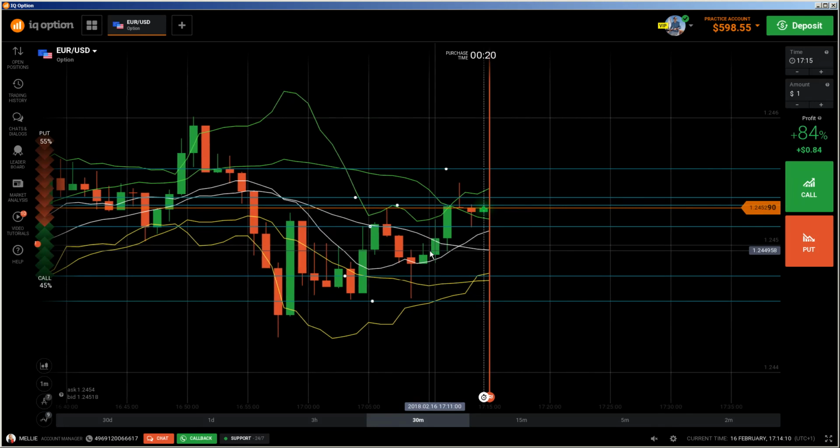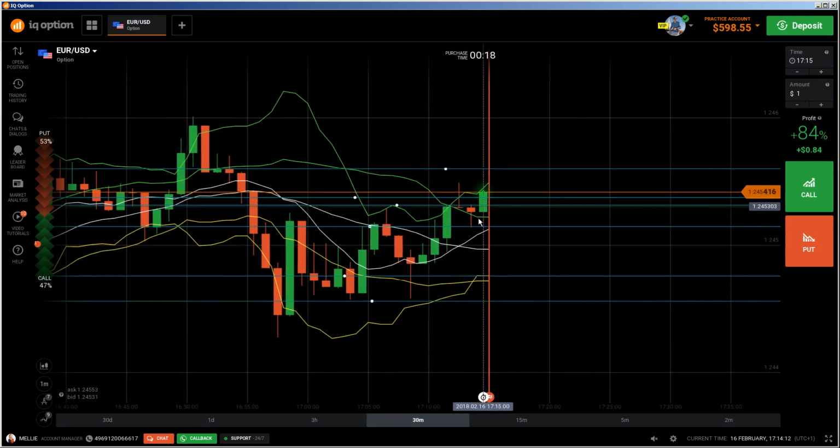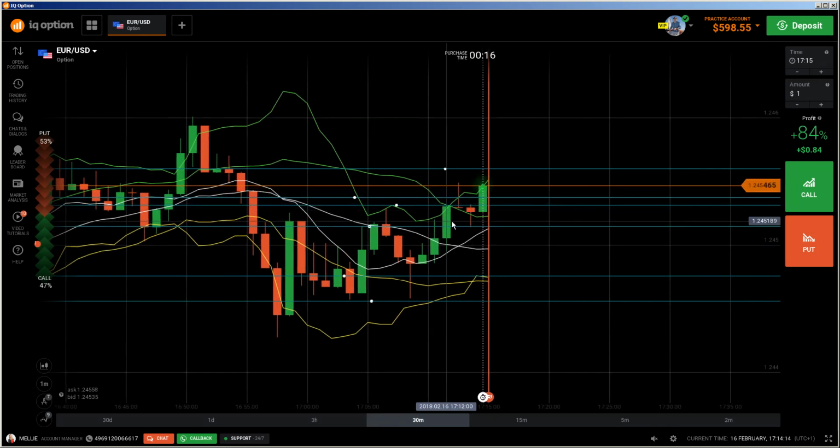So let's see if this will hold. You see now it's going to break this support and resistance level.